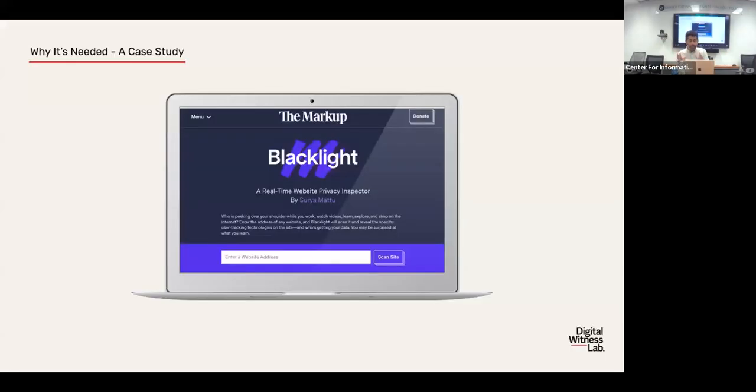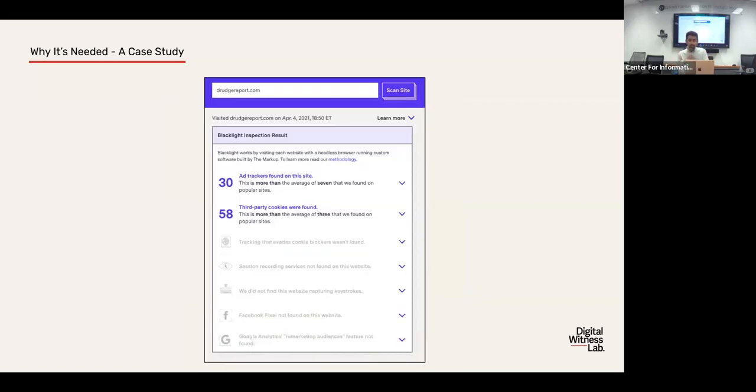So I want to start with a case study of why I think this works and why it's important. I'd like to talk about this tool, Blacklight, that I built at The Markup. Blacklight is a real-time website privacy inspector. Basically, you type in the name of a website and it gives you a real-time result of all the different privacy violations, not all, but a variety of different privacy violations that this website might be making. It's like 8 tests based on a bunch of research I'll talk about in a second.